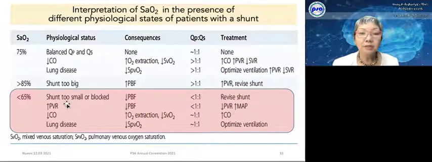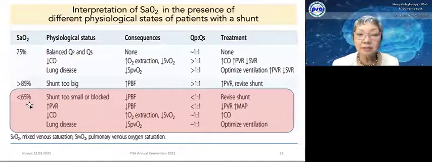Or is it because there is so much pulmonary vascular resistance, we're having pulmonary hypertension. The consequence of a very high resistance is a poor pulmonary blood flow. And at less than 65, it means the QP:QS is less than 1. So diminish the resistance in the pulmonary bed and increase the mean arterial pressure to push more flow to go to the lungs across that shunt.